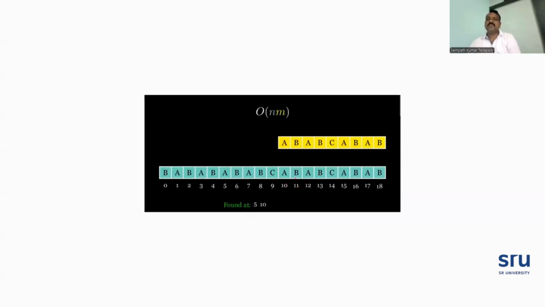Now, if you see the complexity of this algorithm, the time complexity is order of nm, where m is the number of characters in your substring, and n is the number of characters in your actual string. So it is order of nm. The complexity of my naive pattern matching algorithm is order of nm.